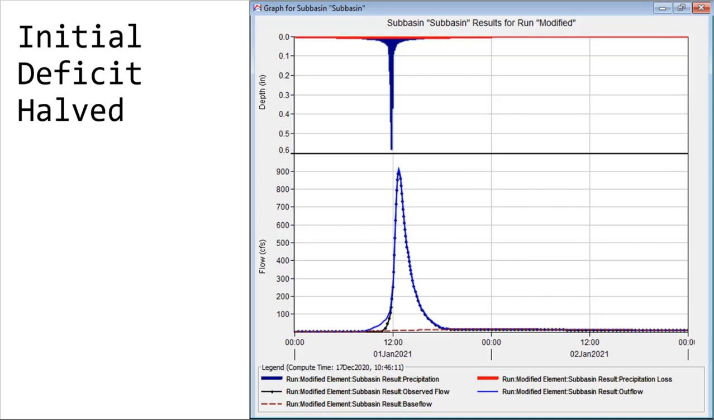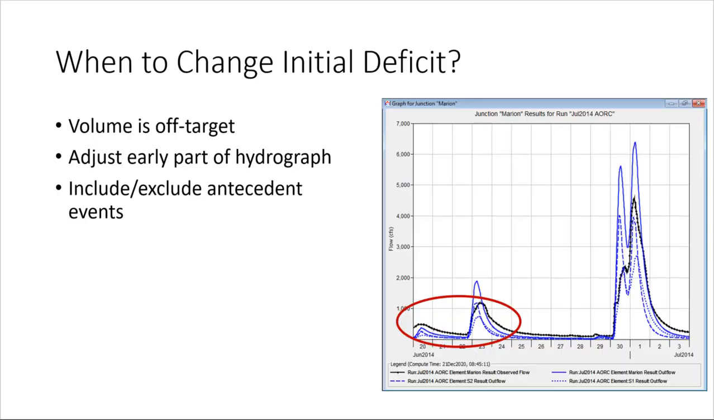Reducing the initial deficit mainly changes what happens in the early portion of the hydrograph. Notice that the hydrograph begins ascending earlier when the initial deficit is lower. This has the impact of increasing the volume of the hydrograph and slightly increasing the peak discharge.